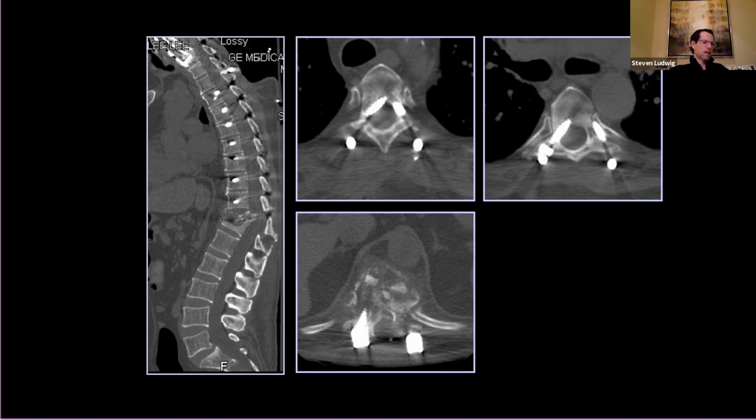But any thoughts, Matt or Tyson? What are your thoughts on this? Yeah, initially I was thinking it would be a good one to maybe approach laterally and do a thoracic corpectomy. Obviously, there are screws at that level which would inhibit your ability to do that.